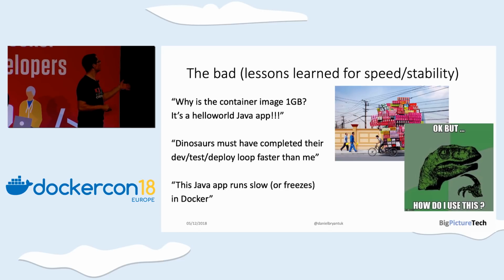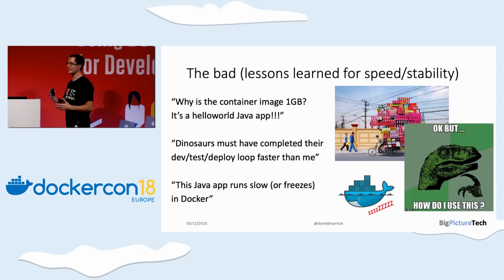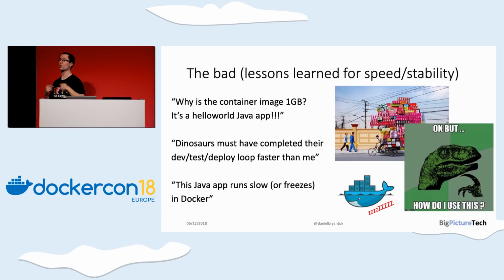And I've also had a few reports of 'this Java app runs slow or freezes when I put it in Docker'. I've been there, I've made some mistakes. A lot of it is about configuration. I think the benefits of Docker for Java are amazing. You just need to make sure you recognize the technology limitations, often of the JVM, to be honest, and of the Java spec. But you have to recognize limitations, code, and configure accordingly.